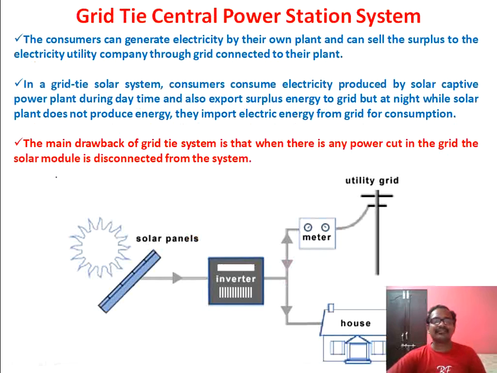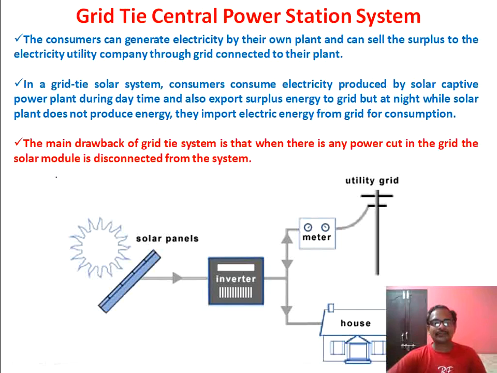So the next one is grid tie central power station system. In this one, apart from supplying to the home, whatever excess we have generated will be sent to the utility grid through a meter called net meter, which you have already seen. So the consumers can generate the electricity by their own plant and can send the surplus to the electricity utility company through the grid connected to their plant.